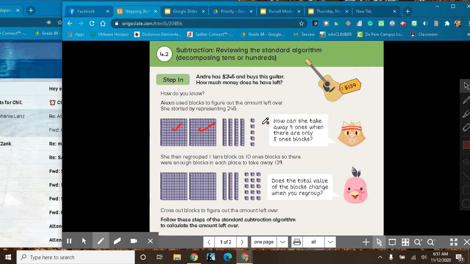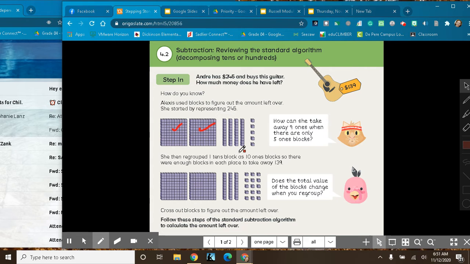But how could she take away 9? Because we need to take away 139 from this number. And she's only got 5 ones. So what does she do? She then regrouped one 10's block. She took it and she moved it over, broke it apart. So this time, now there are enough blocks in each place to take away 139.